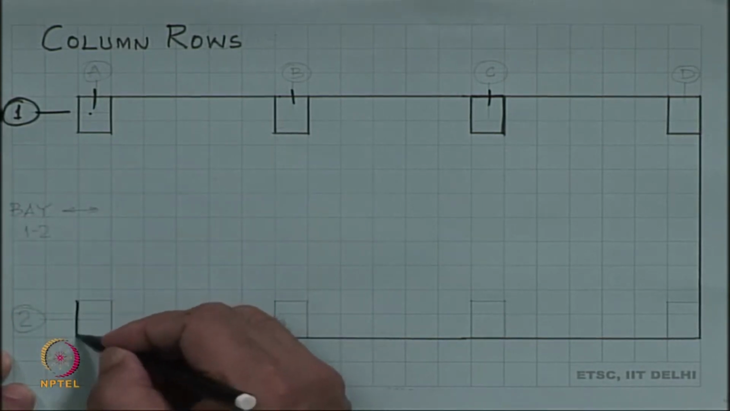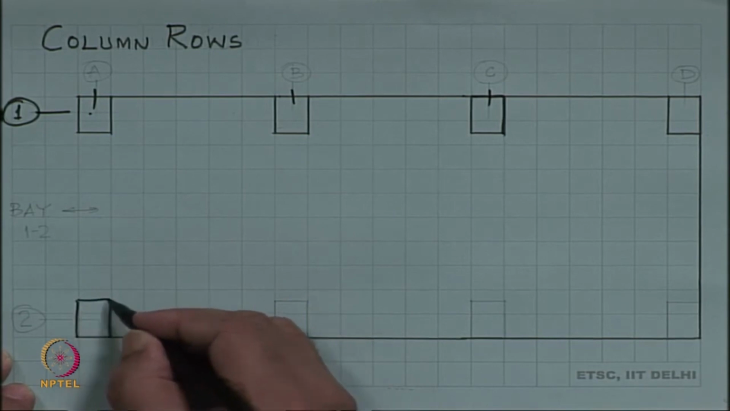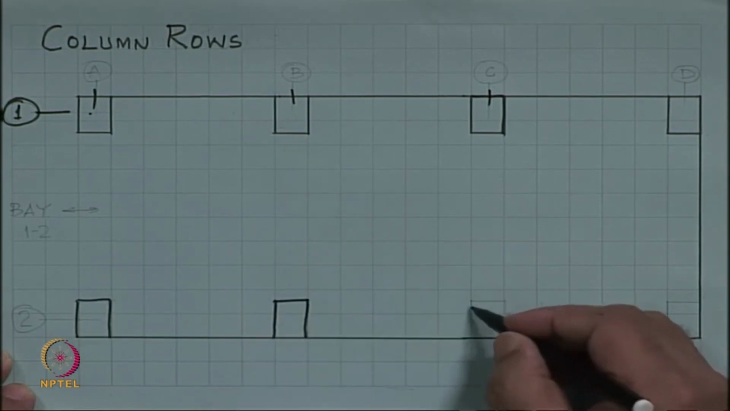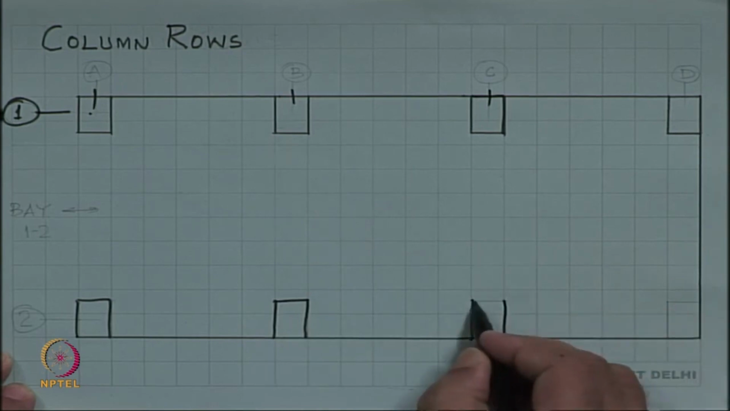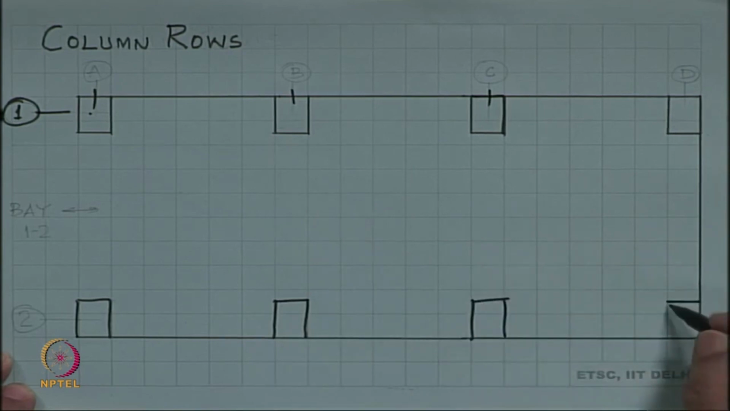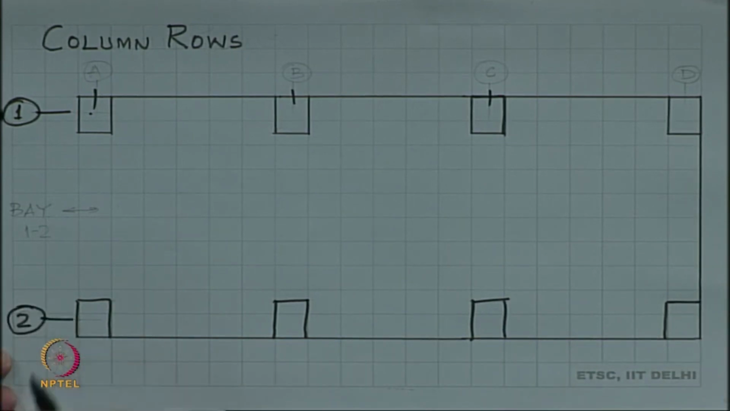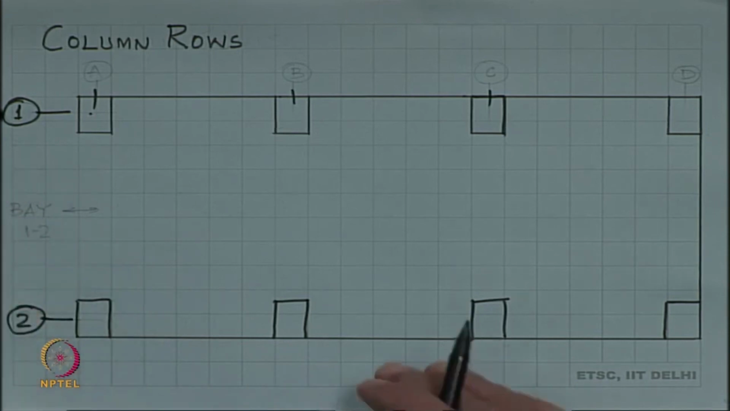Like this, there could be many such rows. So, here is one more we will show. And this we have called here as 2. And that is the way it is shown on construction drawings.